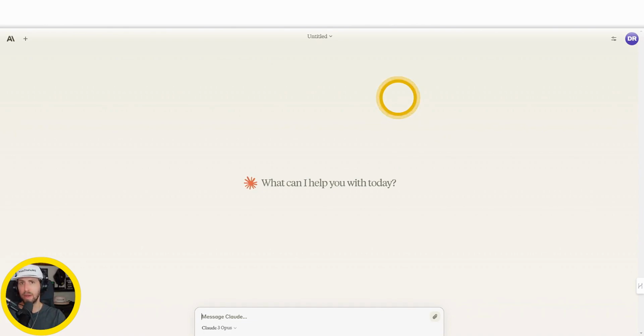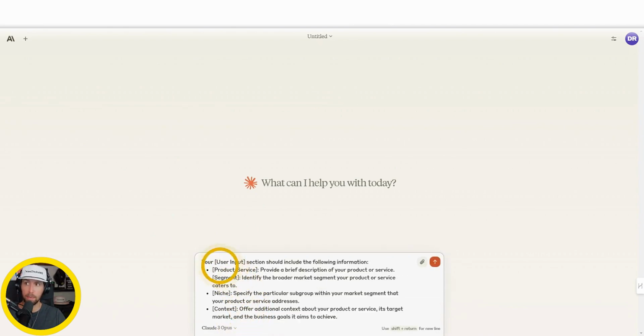So you might need to add additional instructions. But basically, what can I help you build today? First, I'm going to paste my user inputs right here, and I'm just going to add user input. Just to show you guys, this is how you would fill this out at the very least.